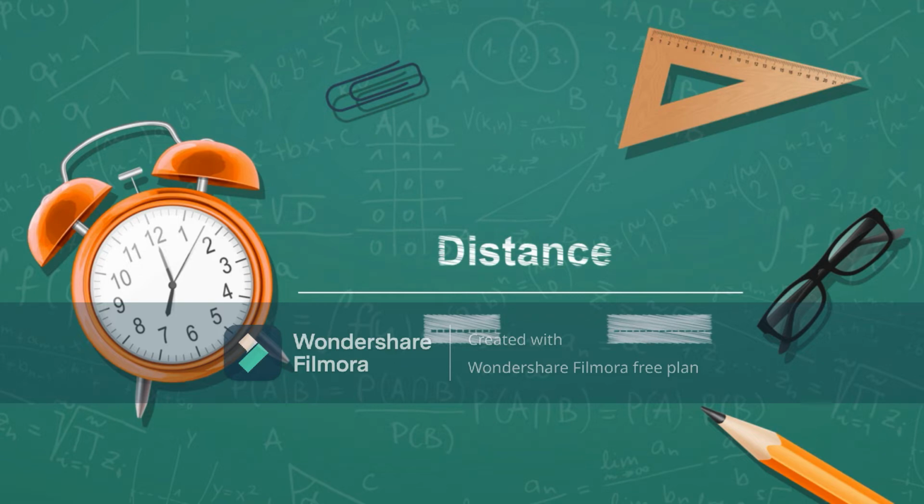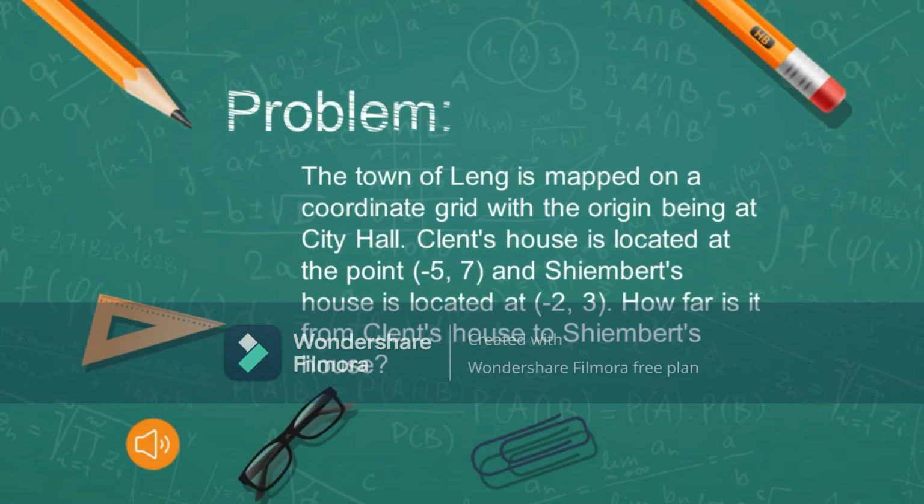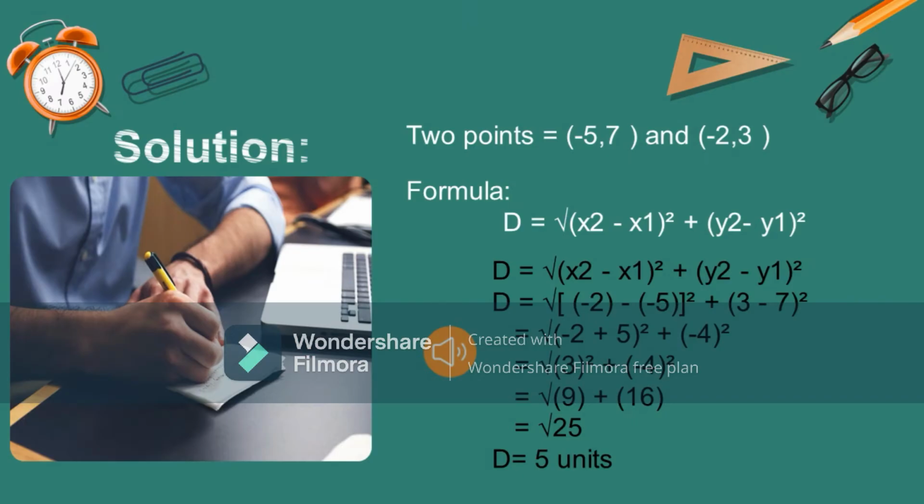Problem number 4. The town of Lang is mapped on a coordinate grid with the origin being at City Hall. Glenn's house is located at the point -5, 7, and Shimbert's house is located at -2, 3. How far is it from Glenn's house to Shimbert's house? So here is the solution.